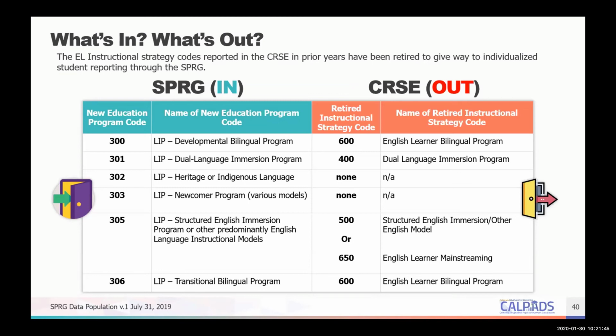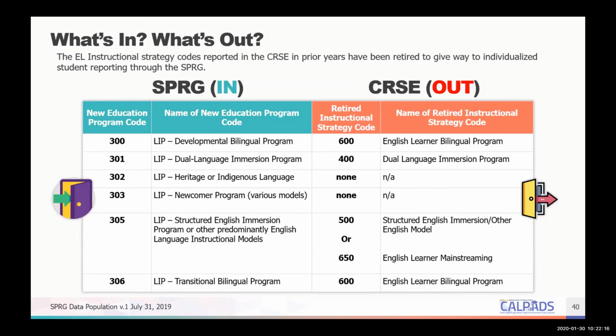Any EL-related instructional strategy should now be reported as part of the SPRG file, meaning it's not based on the class, it's reported on a student level. So if you can see here, we have new education program codes that correspond to the LIP programs, LIP setting, and they're matching retired instructional strategy codes.